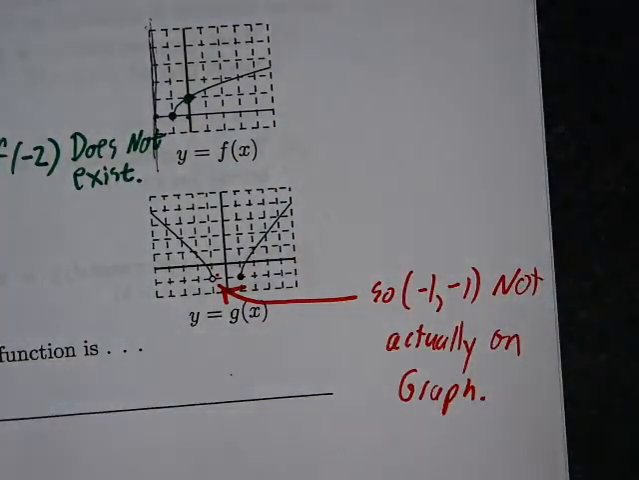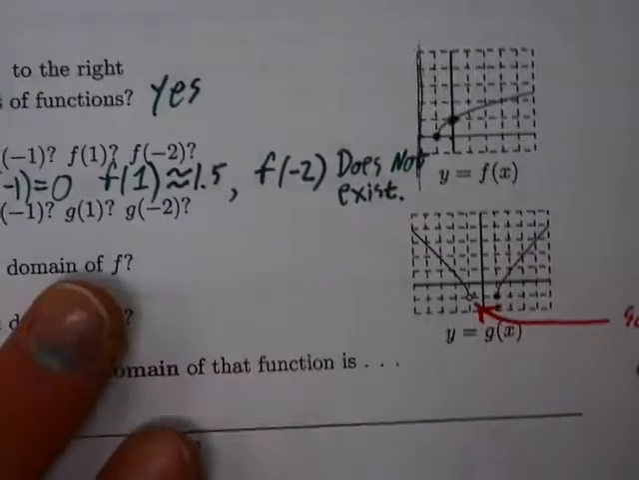So the open circle means that the point negative 1, negative 1 is not actually on the graph. The graph gets really, really, really close to the point negative 1, negative 1, but it never actually makes it. So I'll ask again, what's g of negative 1? It also fails to exist.